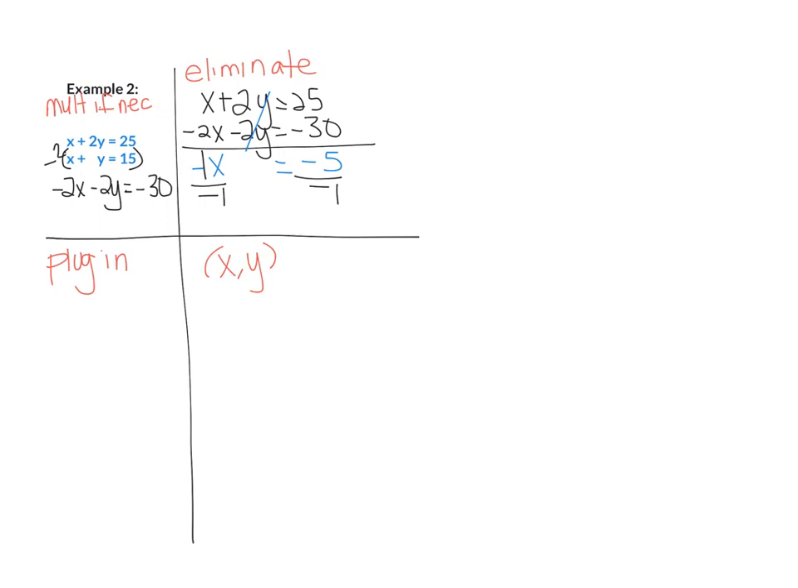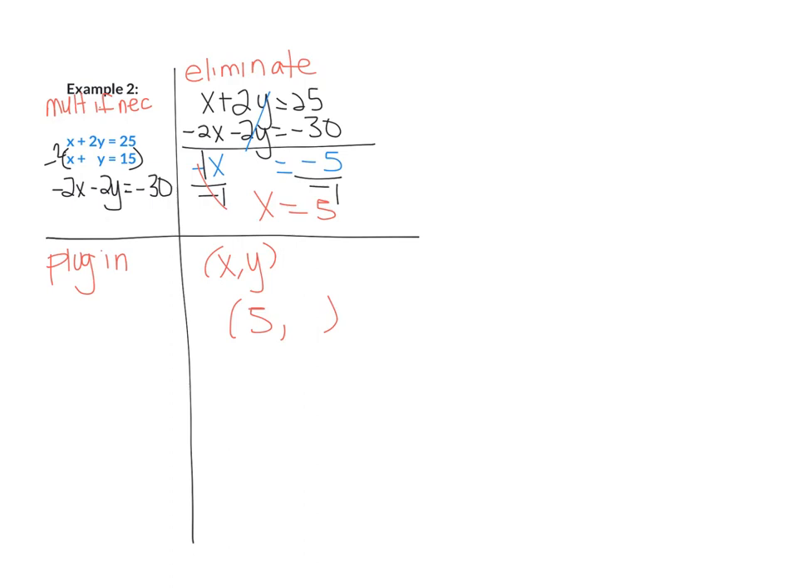So negative 1 divided by negative 1, that will cancel out. I will be left with x equals negative 5 divided by negative 1 will give me a positive 5, because negative divided by negative gives me a positive. So I know part of my answer: I have 5 as my x, comma, something.